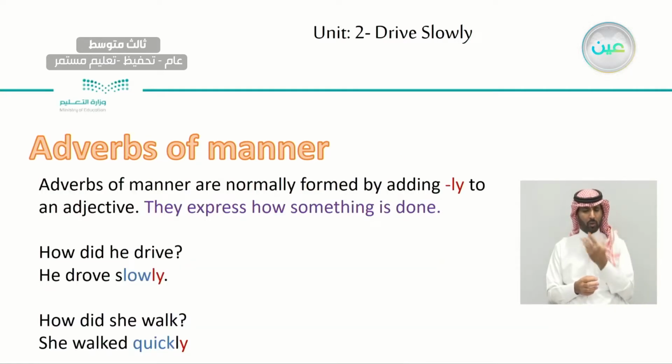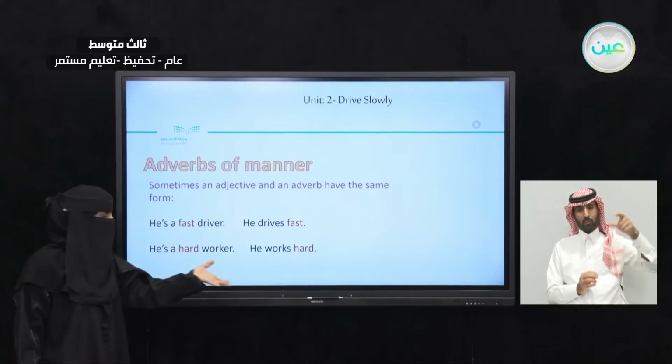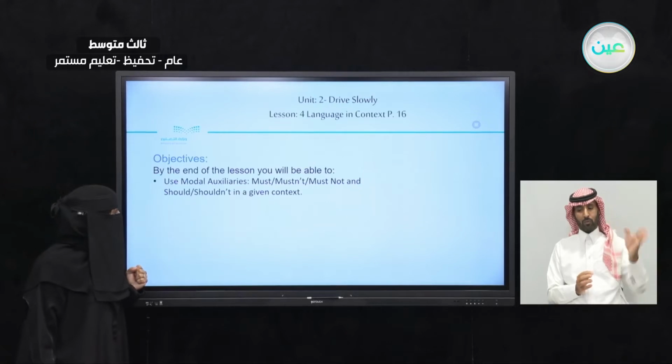Adverbs of manner, also we talked about how we add ly at the end. We change the adjective into an adverb by adding ly, like slow, slowly. And also some adjectives we don't change the form of. Fast, fast. It's the same when it's an adjective and when it is an adverb.